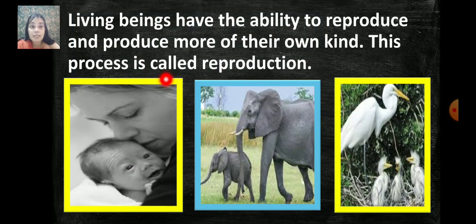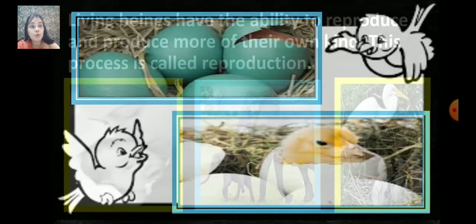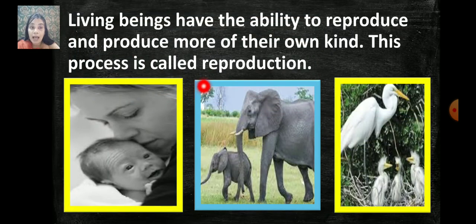Living beings have the ability to reproduce. Only living beings have the ability to reproduce, meaning that they give birth to babies. Humans are living beings. All these are living beings. Humans reproduce babies of the same kind. So living beings have the ability to reproduce and produce more of their own kind. This process is called reproduction.